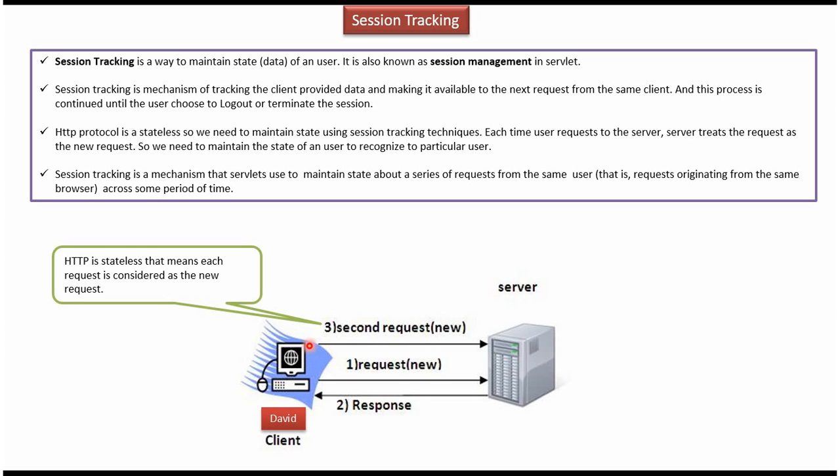And again client David sends a request to the server. Using session tracking, the server can identify that the second request is coming from the client David. And also using session tracking, the server can maintain the state of the client David. And HTTP is a stateless protocol, so each request will be considered as a new request.